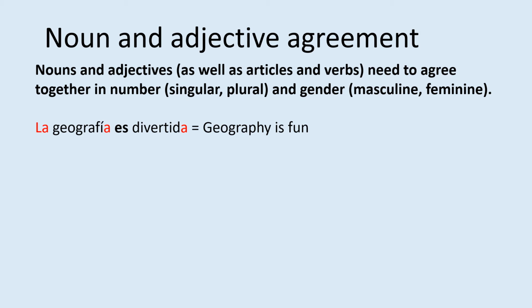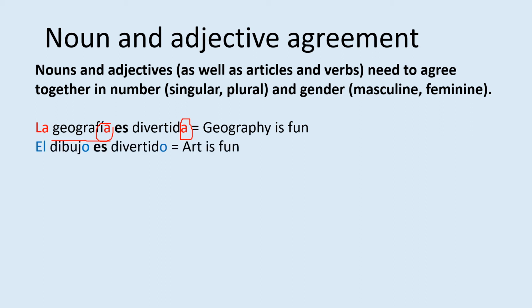So, geografía is feminine, and I know that because it ends in A, which is a very common ending for feminine words in Spanish. So when I have to choose the gender of my adjective, divertida, I'm gonna put also the feminine form. Geografía here is also singular. That's why I'm not putting any S to make it plural.